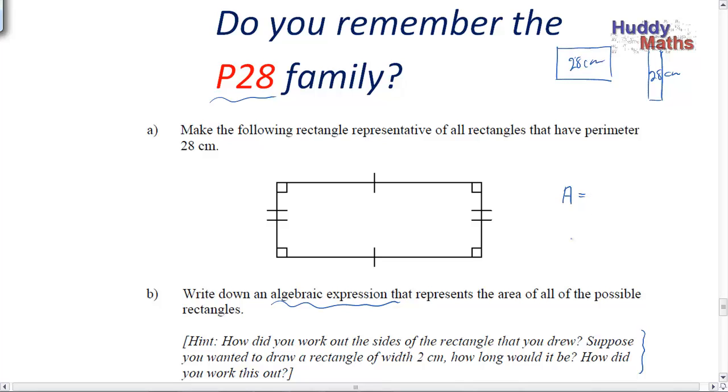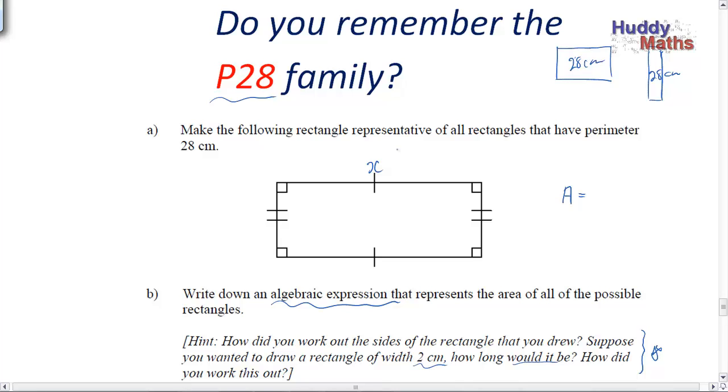The area could be called A, it's a varying quantity, and we want to see how it varies as our x varies. What's our x? Come down here. How did you work out the size of the rectangle you drew? Suppose you wanted to draw a rectangle of width 2, how long would it be? How did you work this out? Or if you wanted to make a rectangle of length x.